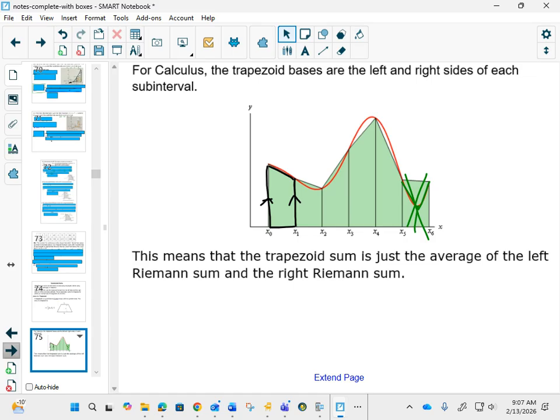And the trapezoid sum is just the average of the left and the right. Because if you're using the left, you would get this rectangle. If you're using the right, you would get this rectangle. And cutting that with a trapezoid perfectly in half makes a triangle, which would be perfectly in half of that. So now we have two ways we can find the trapezoid sum. We can either use the trapezoid formula all the way through, which isn't too bad actually, or we could find the left one and the right one separately and find the average.